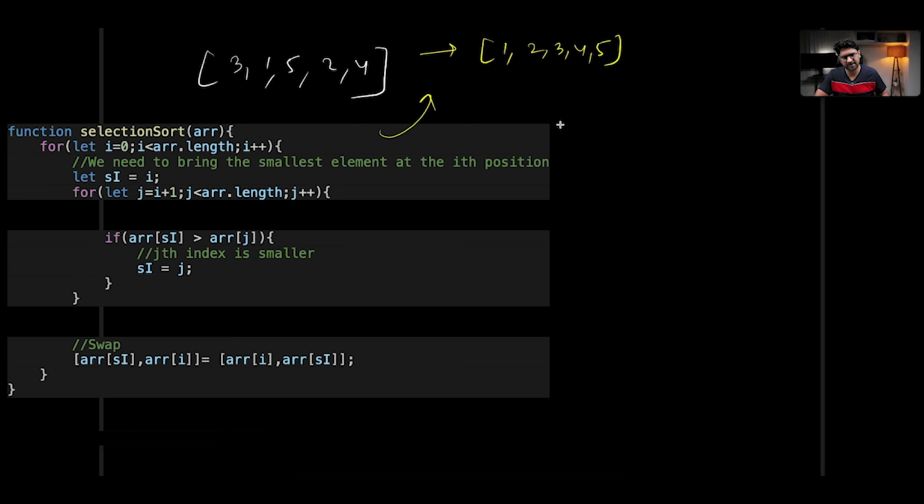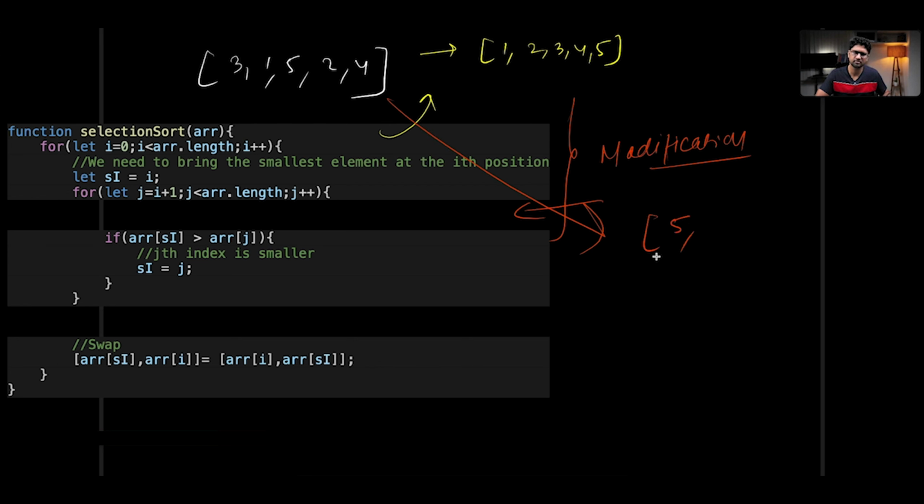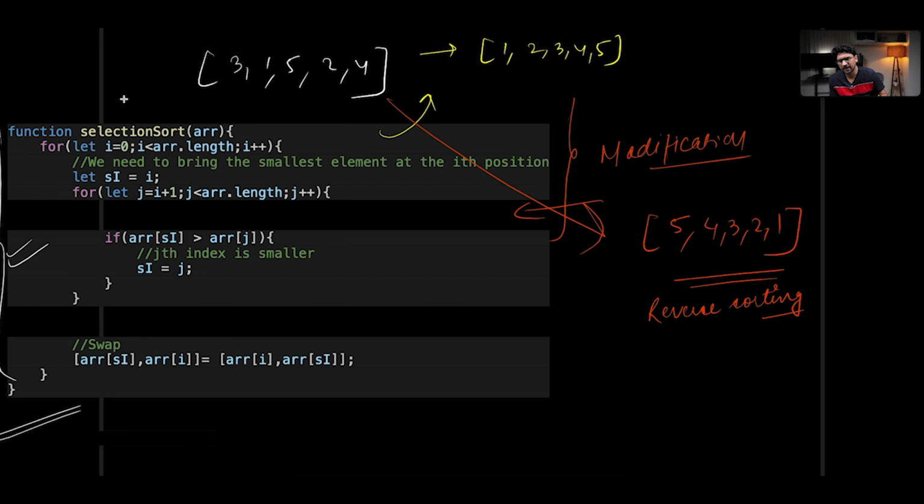What I want you to do is modify this code so that if I run it, it returns the reversely sorted array. So it should look like 5, 4, 3, 2, 1. Reverse sorting. So what I have to do is, let's try to see the logic.